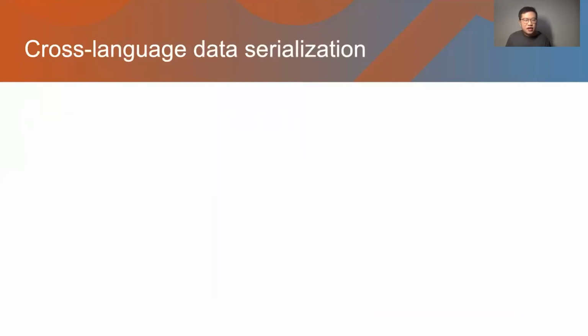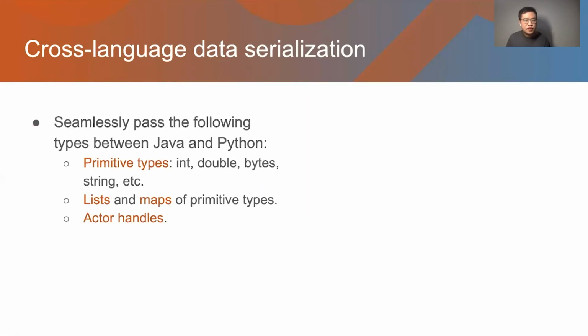And another thing we implemented is data serialization. We want to make the experience more natural. So right now, you can pass some types directly between Java and Python without manually doing data serialization. For example, we support primitive types, including integers, doubles, bytes, strings, and so on. We also support lists and maps of primitive types, as well as actor handles.